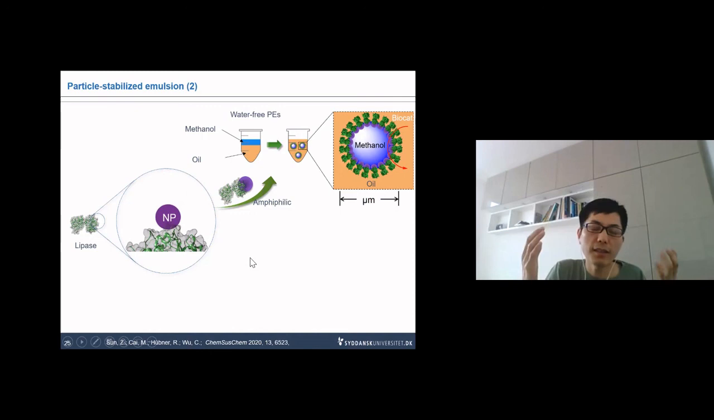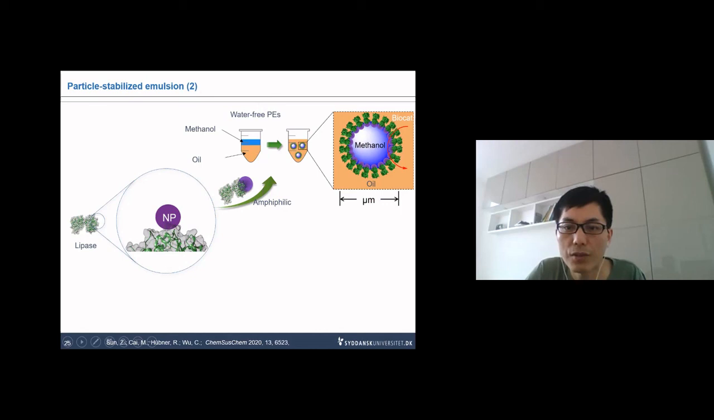So what we have done in the lab is we try to modify the enzyme with a hydrophobic particle. Again, the enzyme, you know, is only water soluble. So if you combine them with very hydrophobic, oil-loving parts of the particles, then you make them surfactants. Then we try to put this particle-enzyme conjugate into the methanol and oil. We try to emulsify them. Then the enzyme is sitting at the emulsion droplet interface.